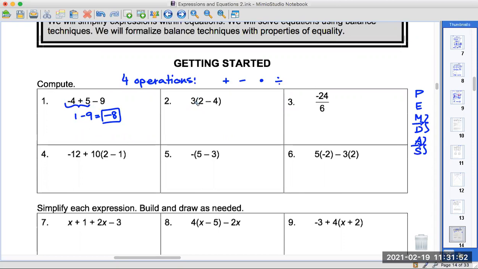Okay, number 2, we can use parentheses first. So we have 3. By the way, this is a times problem. It's times. There's a button here that you don't see. Yeah, we don't write that. So when you see parentheses and nothing in between, it's times. 2 minus 4 is -2. 3 times -2 is -6. This is a division problem, dividing. The answer is -24 divided by 6 is 4.